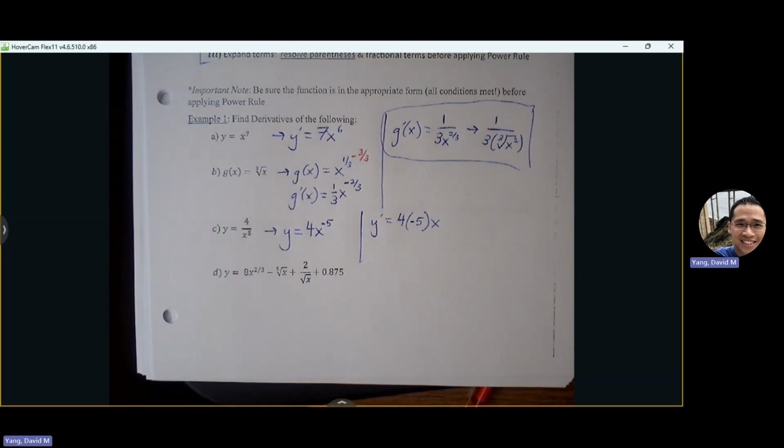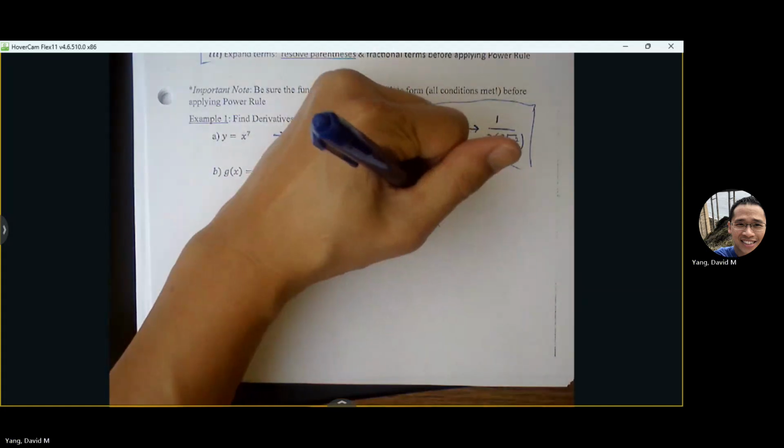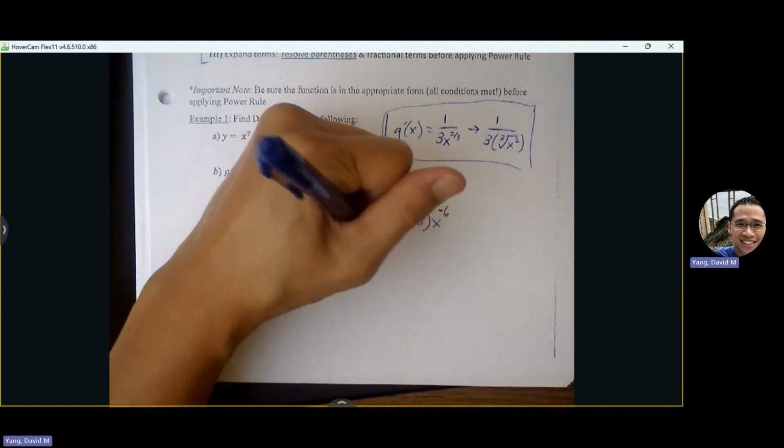So sometimes we may look at that 5 and feel like, oh, it's got to go to 4, but it's negative 5. So if we subtract 1 from negative 5, we're going to get negative 6. So what does this clean up to be? Y prime equals what?